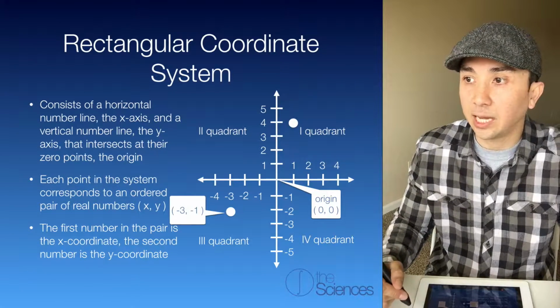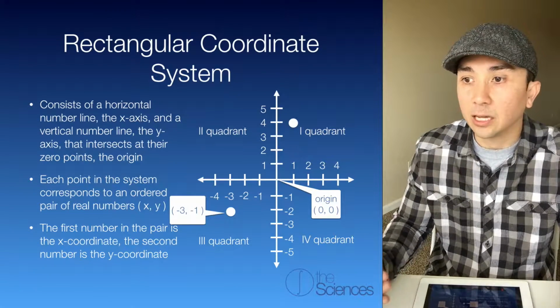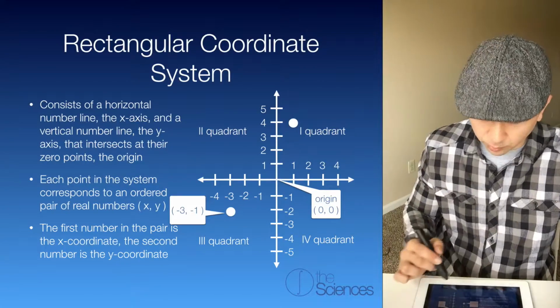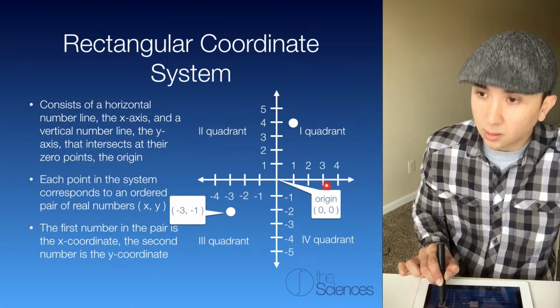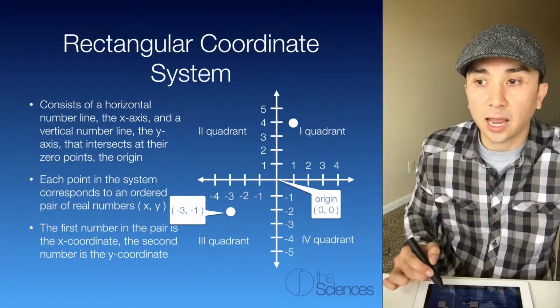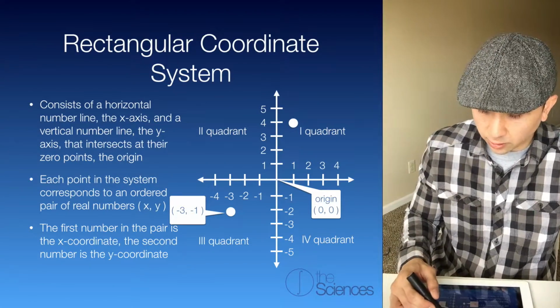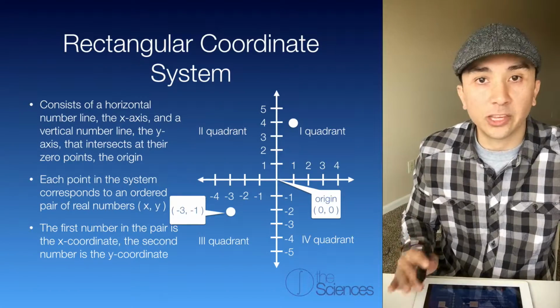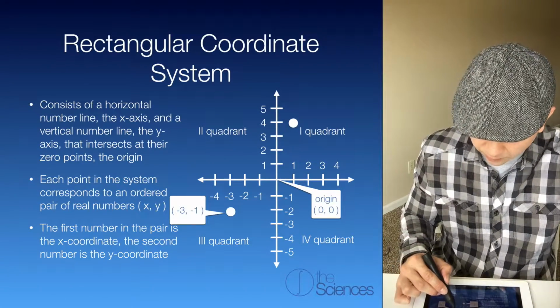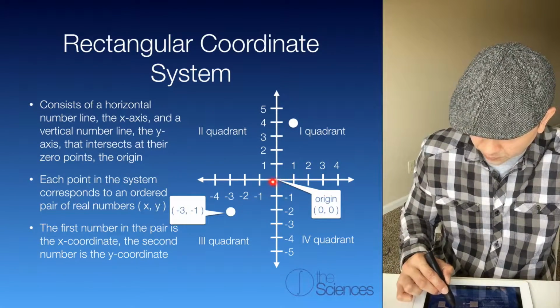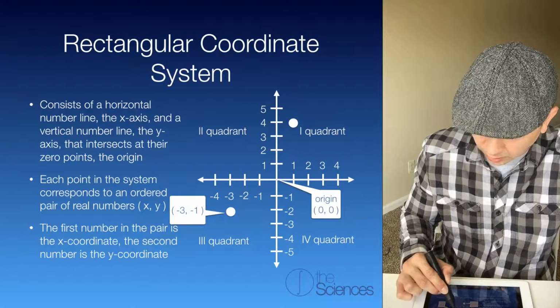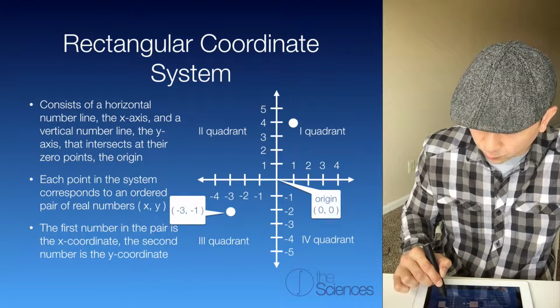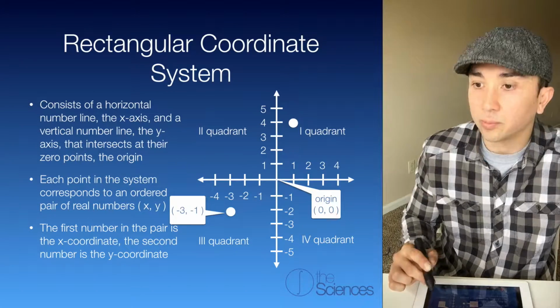So here's the rectangular coordinate system. It consists of a horizontal number line, the x-axis, and the vertical number line, the y-axis. And it intersects at their 0 points, the origin. So here is where the two lines intersect, and it's called the origin at point (0, 0).